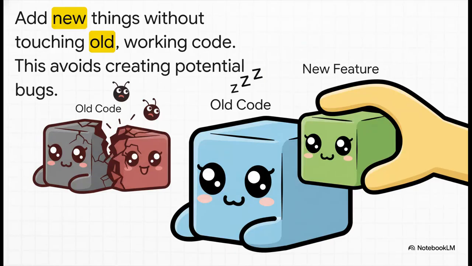Let's just boil that down to its core. The goal is simple. Add new stuff without messing with old stuff that already works. I mean, think about it. Every time you go back and change an existing class, you open the door to new bugs. The open-closed principle helps us keep that door shut.